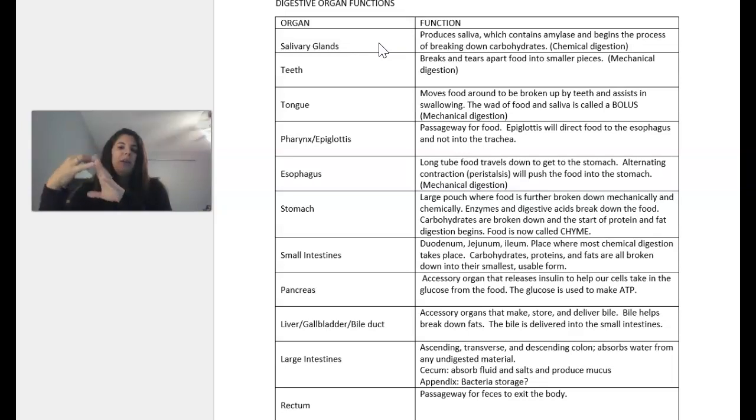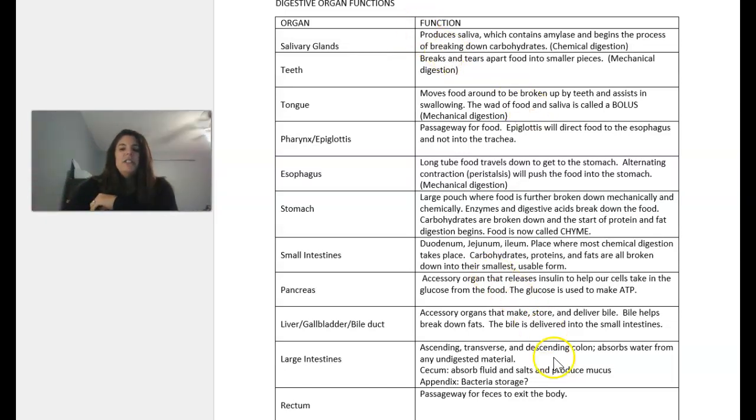Like I mentioned, the pancreas is going to secrete insulin. This is going to help our cells take in the sugar that we need to make ATP. And the liver, the gallbladder, and the bile duct are all going to produce a substance called bile, which helps break down fats. The gallbladder stores that bile, and then when needed, when you eat something really fatty, the bile duct will deliver that bile to the small intestines to mix in with the food and help with fat breakdown.